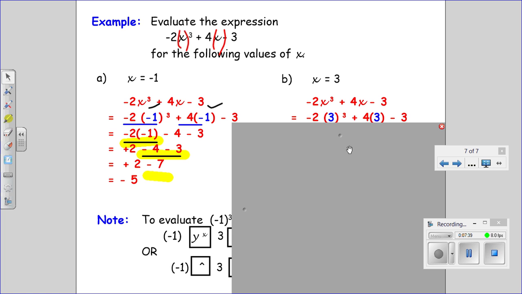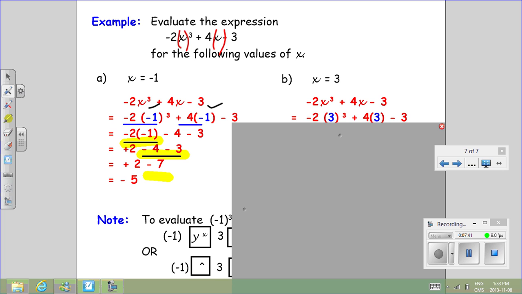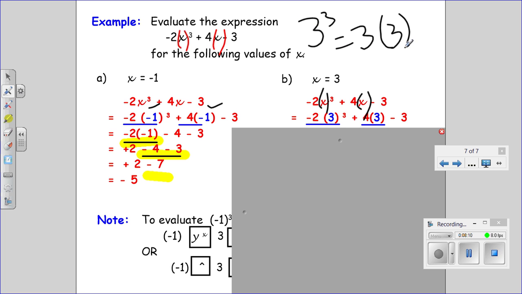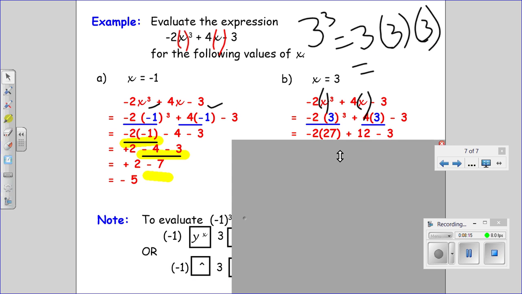Part B, we just change the value of x. We do exactly the same thing as we did before, brackets around the variable, and I'm going to put the 3 into the brackets for x. And then my good friend BEDMAS tells me to do the exponent first, and because the 3 cubed is separated from 4 times 3 by addition, I can evaluate both of them at the same time. Remember, 3 to the exponent 3 is 3 times 3 times 3. And 3 times 3 times 3 is in fact 27. And 4 times 3 is 12.